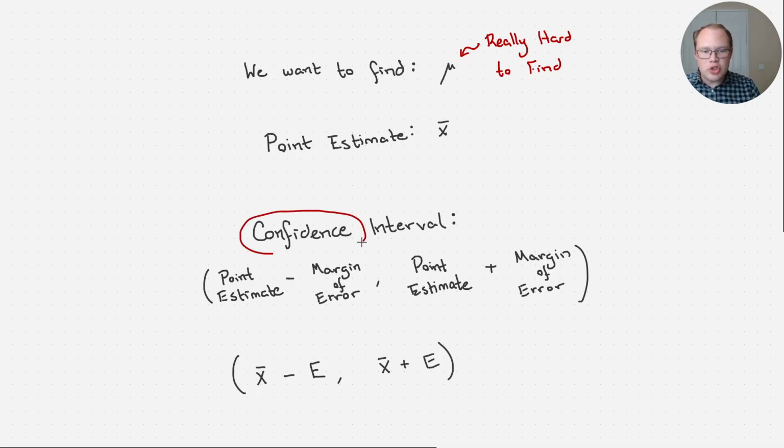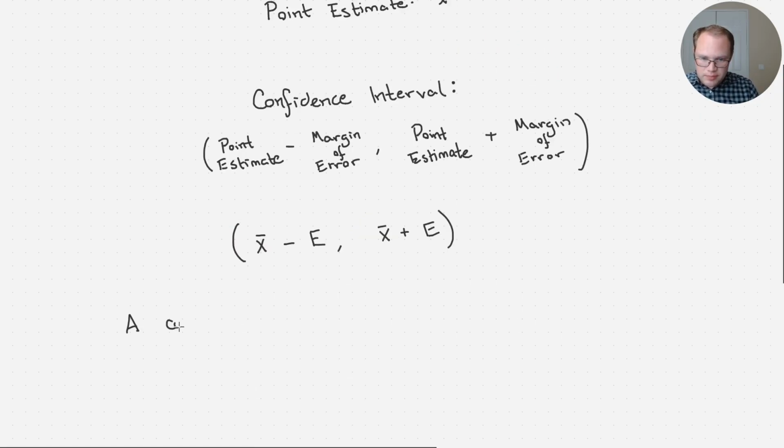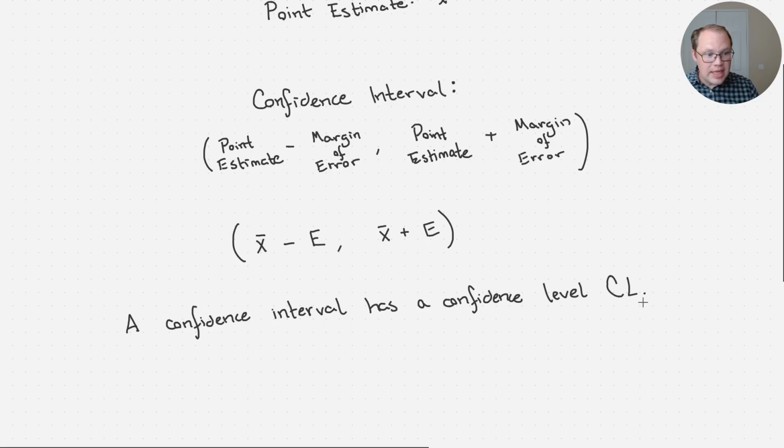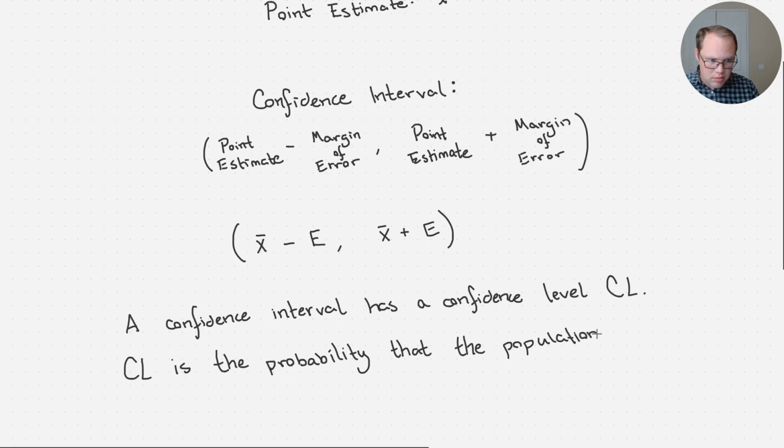Now, a confidence interval has associated with it a percent level of confidence, which is a probability that that population parameter will fall within our confidence interval. We call this the confidence level. A confidence interval has a confidence level, which we abbreviate CL. CL, the confidence level, is the probability that the population parameter lies in the interval.